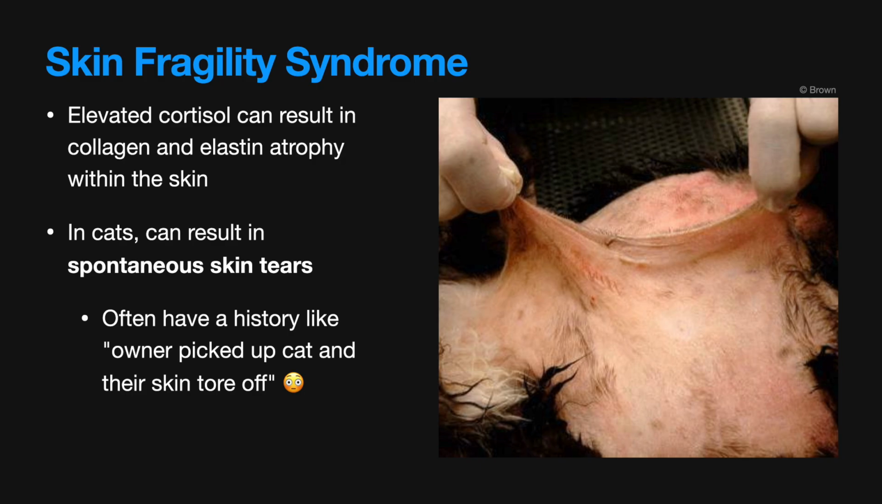Skin fragility syndrome can occur in cats with hyperadrenocorticism. This occurs due to elevated cortisol causing collagen and elastin atrophy within the skin, making the skin very thin and weak. This ultimately results in spontaneous skin tears. Cats presenting with this condition often have a history that is something like, the owner picked the cat up and its skin tore off. So you can think about that horrifying thought when you think about hyperadrenocortic cats.